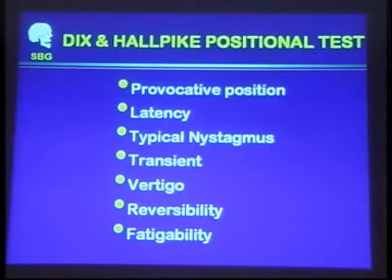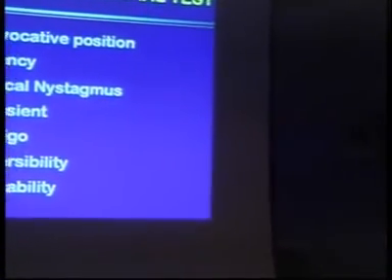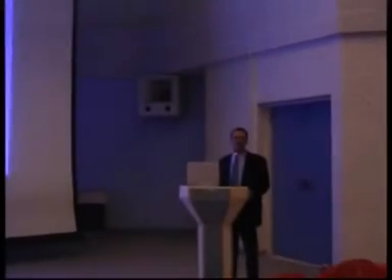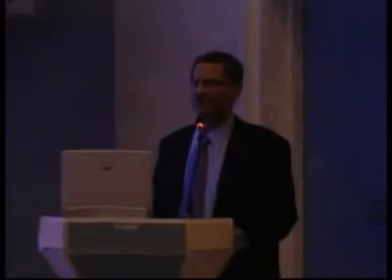Now, what we do in the Dix-Hallpike test is we give the provocative position, the position where the patient gets vertigo. There is a slight delay, a latency, before the patient feels dizzy or nystagmus comes. There is a typical nystagmus that depends on which canal is involved and what side. It's transient, it disappears.